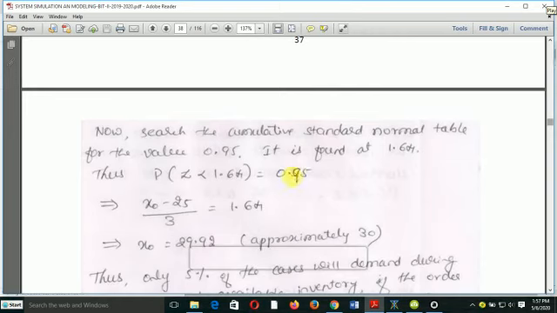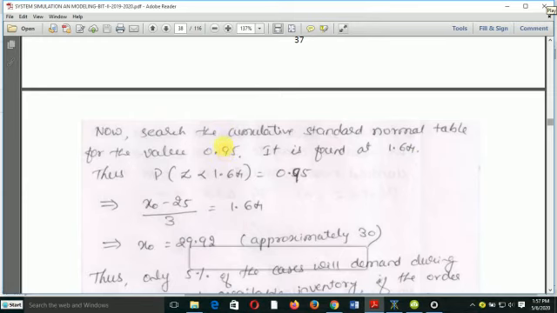Now we are going to search the cumulative standard normal table for the value 0.95. We are going to find it in the cumulative standard normal table at z equal to 1.64.